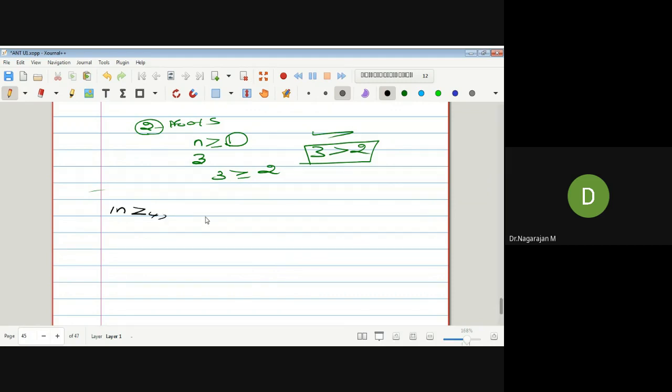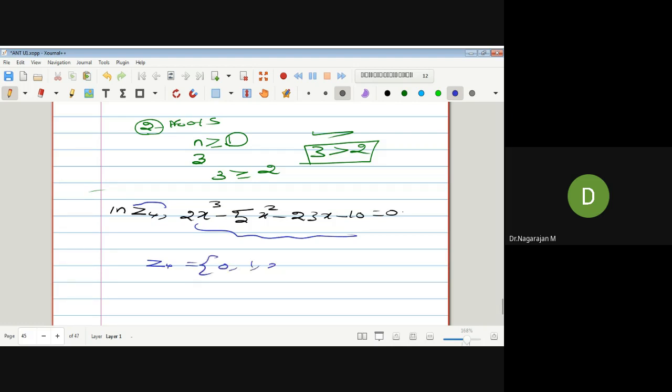what is the polynomial here? 2x cube minus 5x squared minus 23x minus 10 equal to 0. We want to convert this equation to the Z4 format. First use the Z4 values. Z4 equals integers modulo 4: 0, 1, 2, 3. Therefore, reduce the values up to 3 only. If the 2 is there, no problem. Minus 5 is also eliminated.